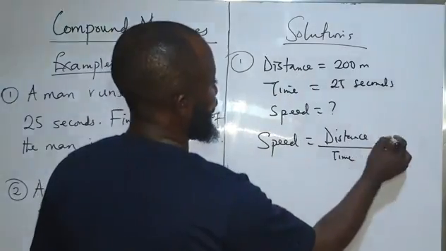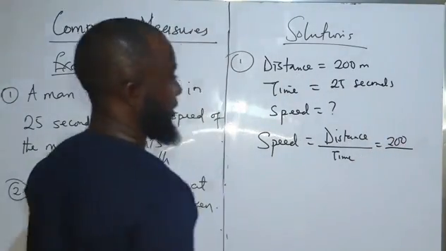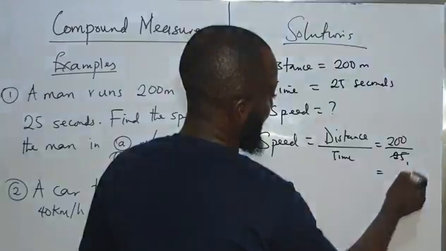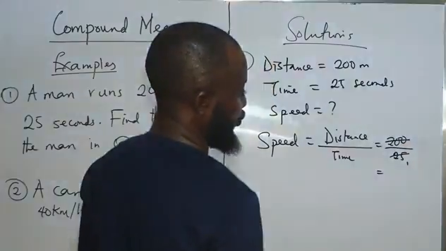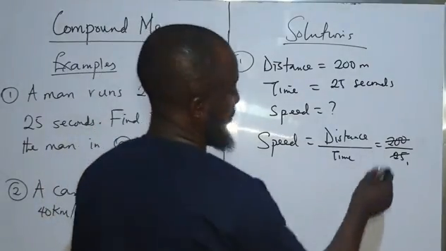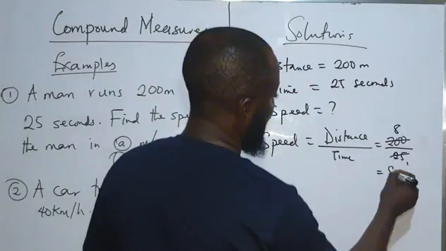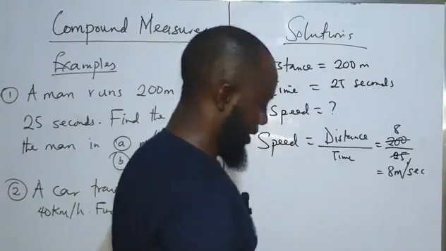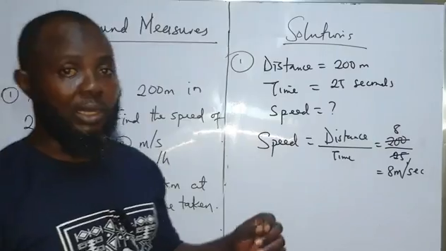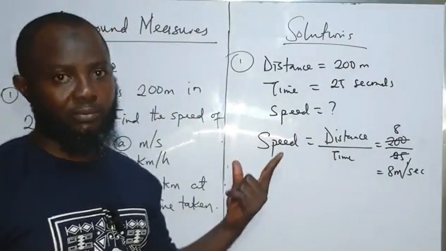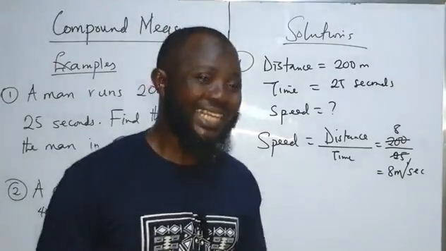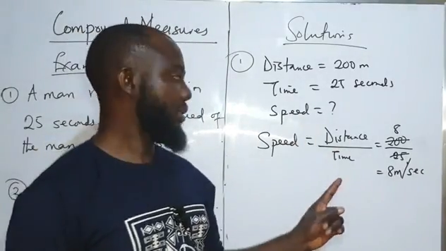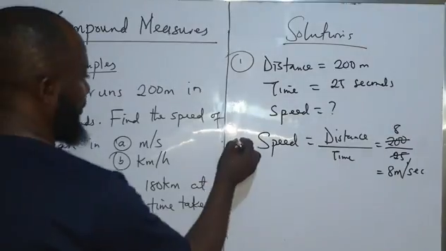So what is the distance here? 200 meters divided by what? 25. 25 in 200. 25 in 100 is 4. So 25 in 200 is what? 8. So that is 8 meters per second. Which means the man will cover 8 meters in 1 second. That's what it means. The man will cover 8 meters in 1 second. That is question A here.